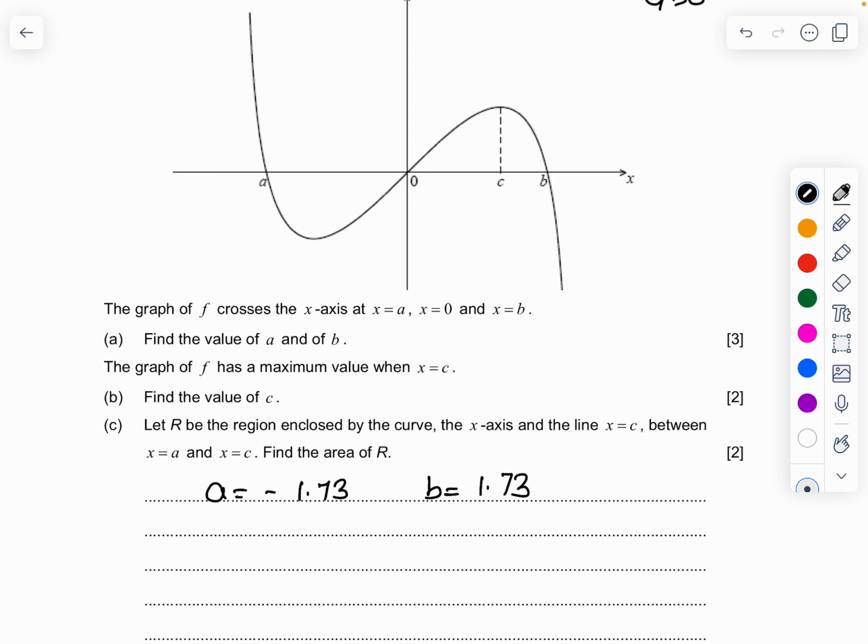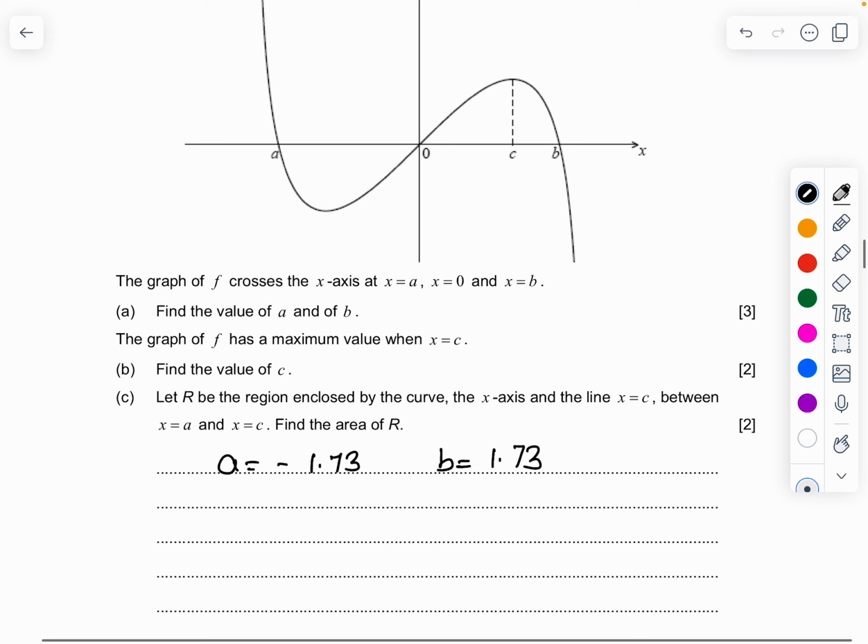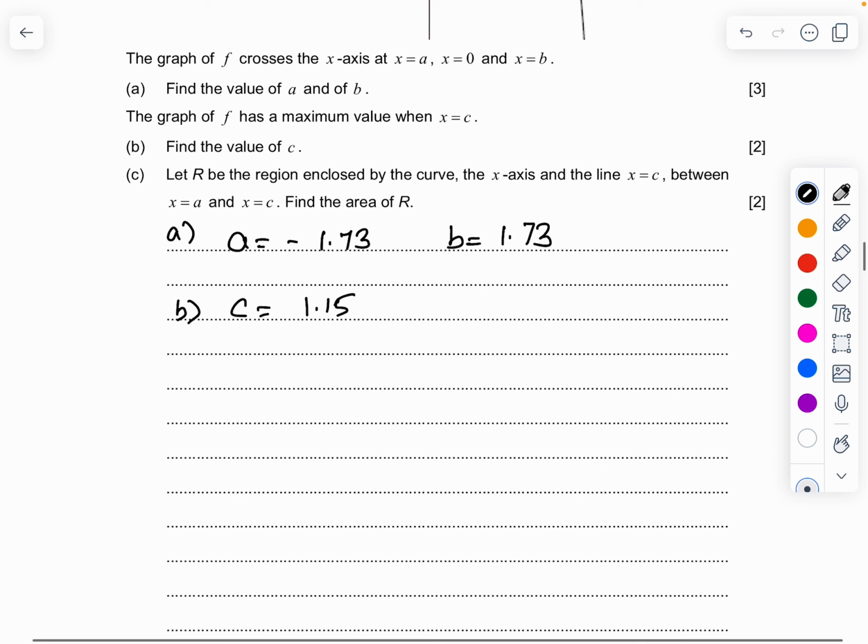The graph of f has a maximum value at c. Find the value of c. From GDC again, the c value is 1.15. Let R be the region enclosed by the curve, the x-axis and x equals c. Between x equals a and x equals c, find the region R.